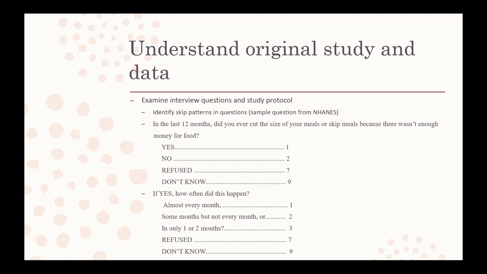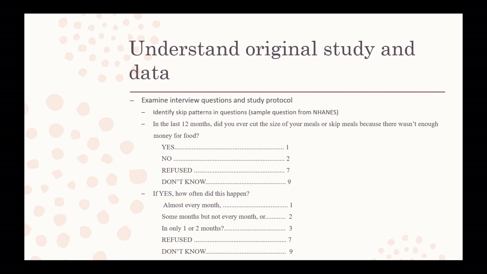Over here, you see it is 1, 2, 7, and 9. So this is how one construct, or one particular variable, was collected. And the next question is, if yes, how often did this happen? Now, this question is connected with the previous question, because if that participant answers yes, which is 1 for the previous question, then they also have to answer, if yes, how often did this happen? Almost every month, some months, only 1 or 2 months, refused, and don't know.